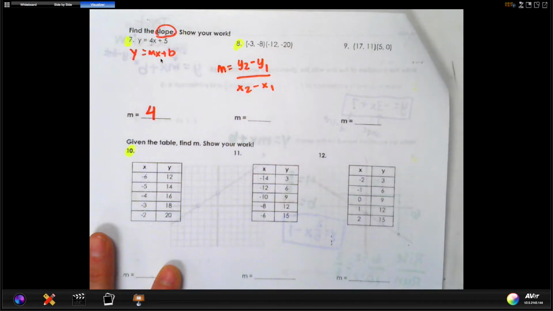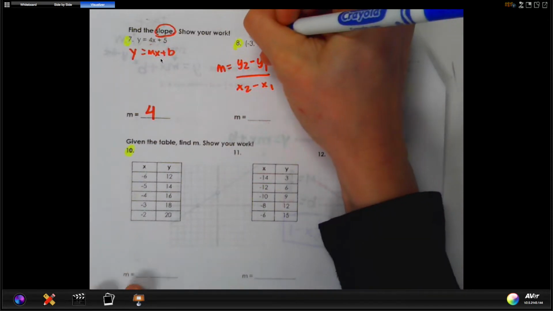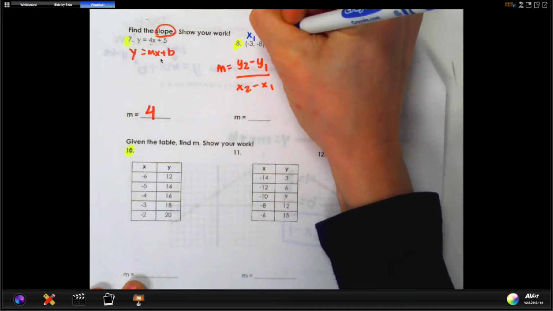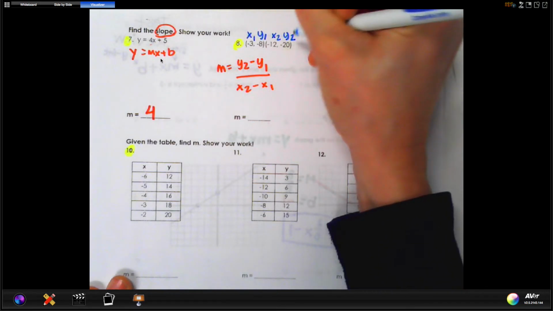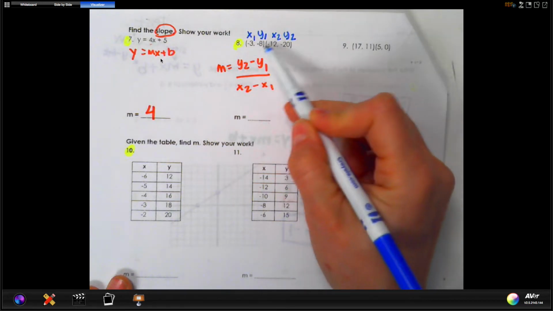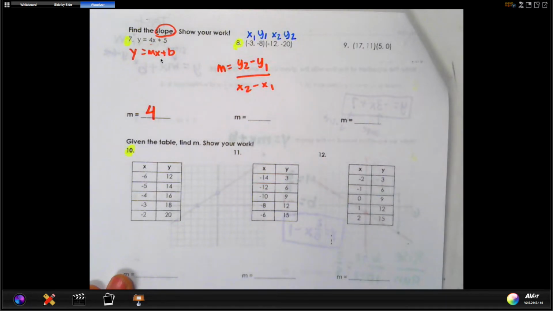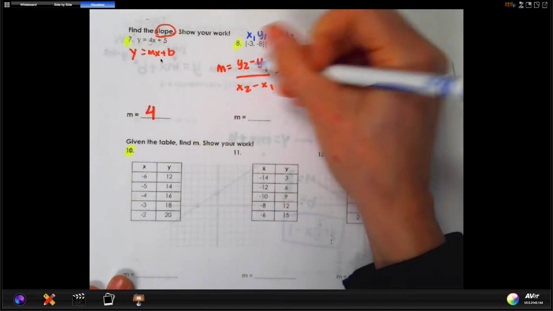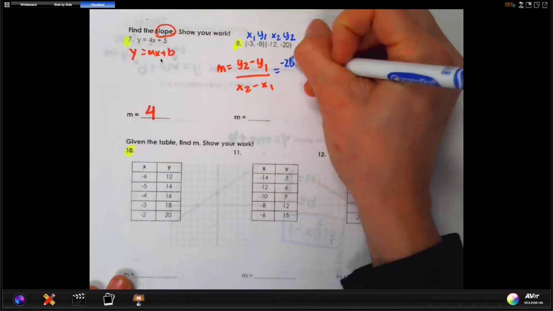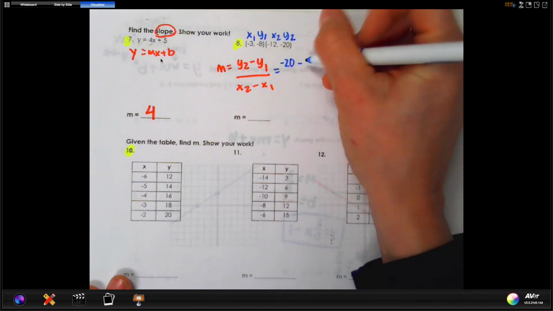So in this case, let's not forget what you have to do. You have to label your ordered pairs. So this would be x1, y1, x2, y2. Because this is our first ordered pair that gets the 1s. This is our second one that gets the 2s. Now put in the numbers where they go. y2 is negative 20. Minus, always minus for these, y1 is negative 8.